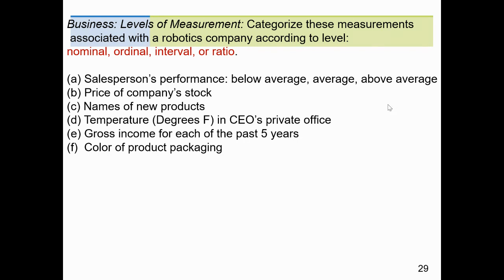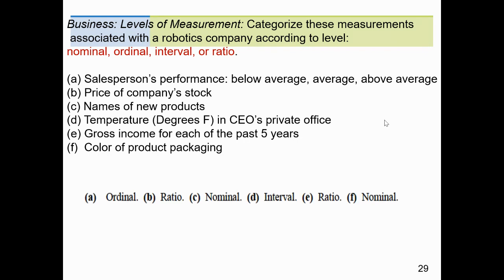Color of packaging, that's nominal. It's just a label. I can't order whether I say the red package is better than the blue package. No, it's just a label. It's the nominal level of measurement. And those are your answers. Hopefully this helps. Once again, this is basic, but do yourself a favor. Please don't sleep on watching Big Al. I call him Big Al, the gentleman in the video, because he does a real nice job of reinforcing what I just went through.